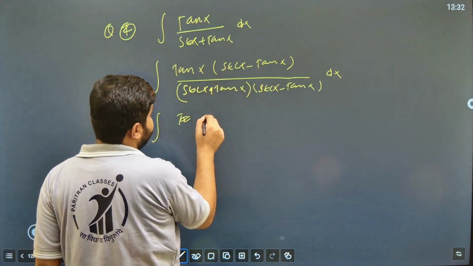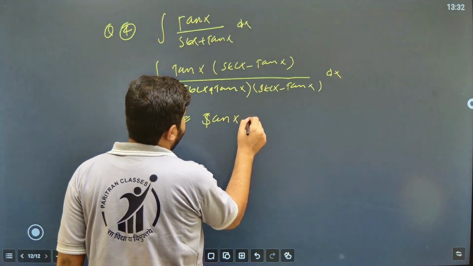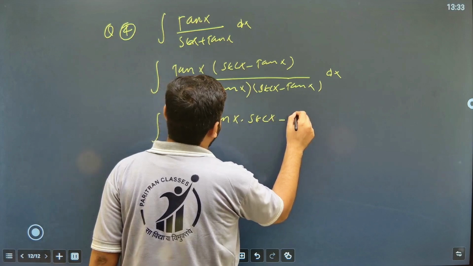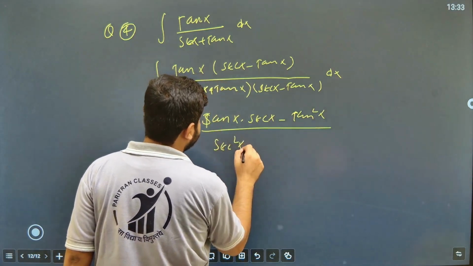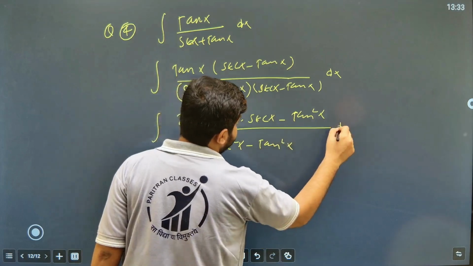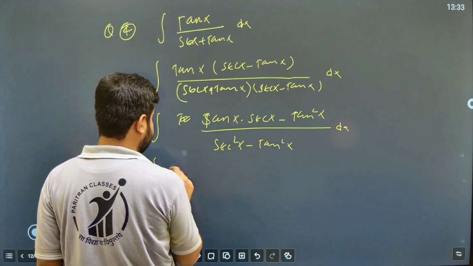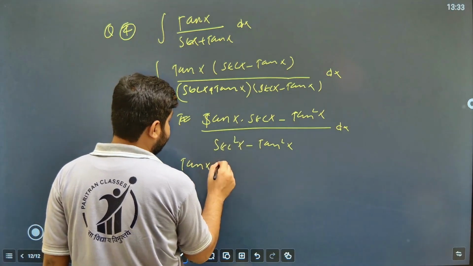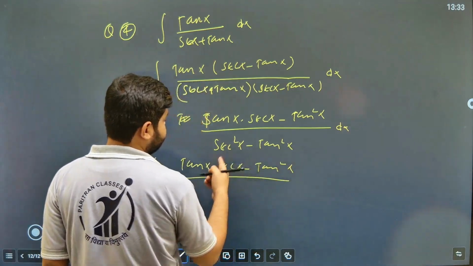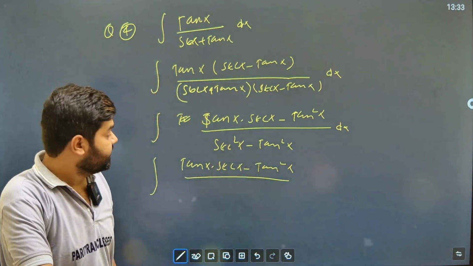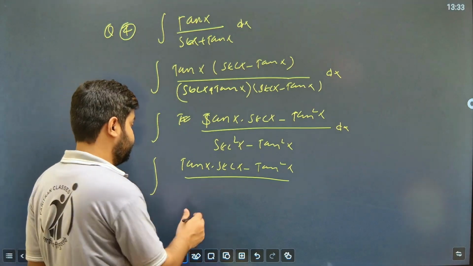And we can also multiply the numerator: tan x into sec x minus tan square x, upon sec square x minus tan square x dx. So this will be tan x into sec x minus tan square x, and here, as you know, sec square x minus tan square x will be 1.